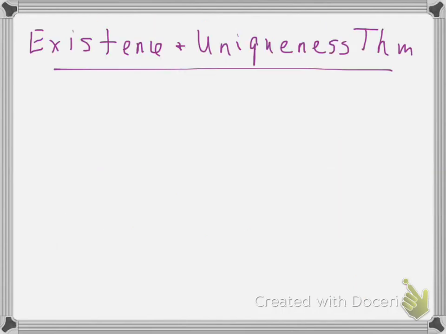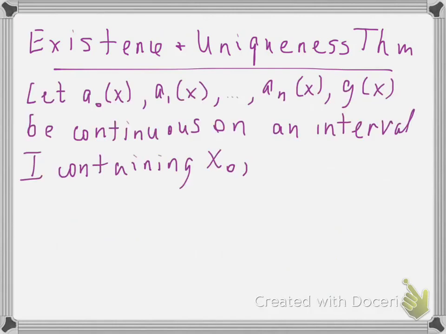So just as we did in the first order case, we have an existence and uniqueness theorem for nth order linear differential equations. So we're going to assume that we have a differential equation as on the previous slide, so an nth order linear initial value problem, and we're going to let all of my coefficient functions and g of x, so the right-hand side, quote unquote, all be continuous on an interval I containing x naught. Remember, x naught was my initial condition. That was where I was given my initial conditions.